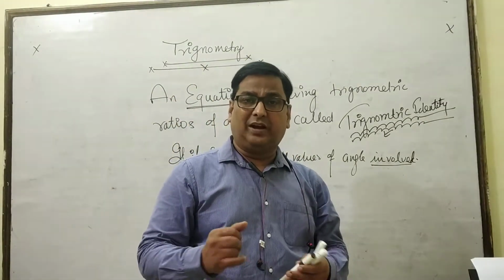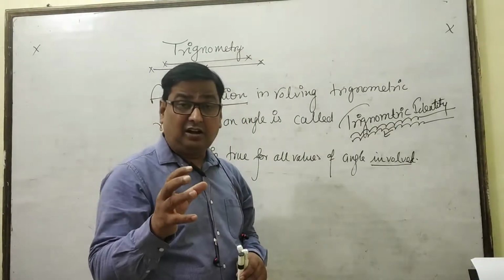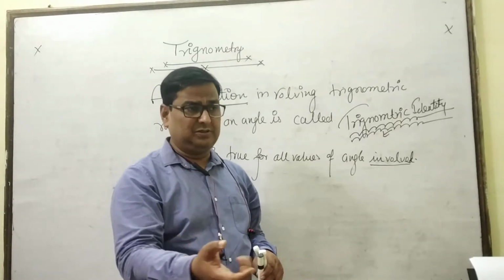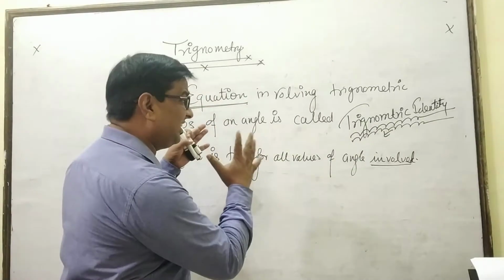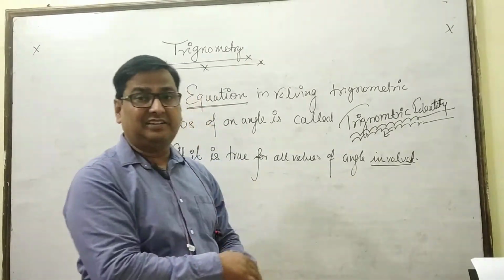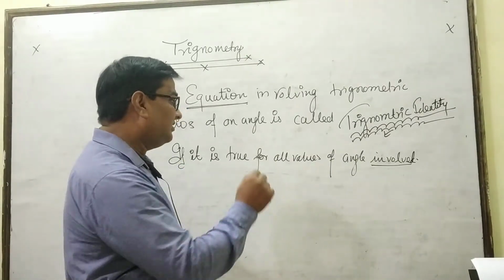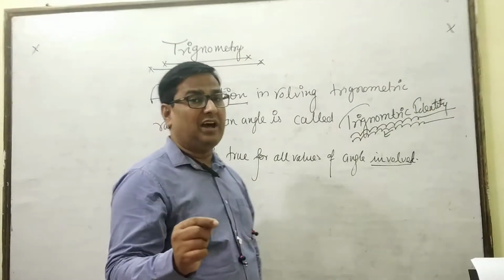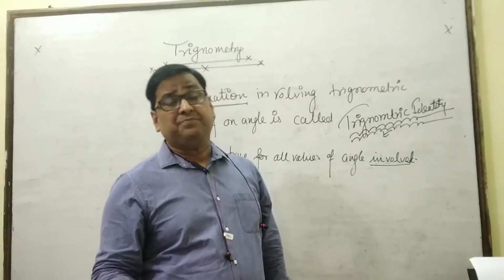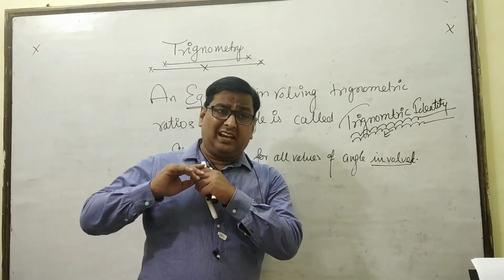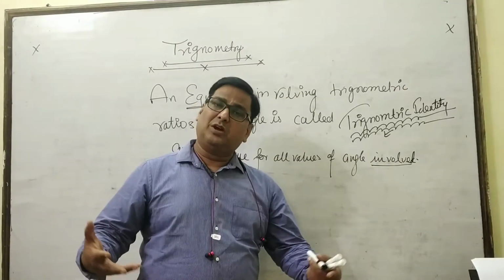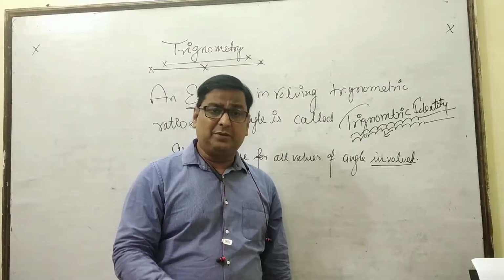Suppose we write x plus y is equal to 5, then it will not be true for all the values of x and y. It will be true for a specific value of x and y. But in the case of identity, either it is trigonometrical identity or algebraic identity, it is true for all the values. Suppose we write (a plus b) whole square is equal to a square plus b square plus 2ab. You know very well, it is a very famous identity. And if you write any value of a and b, it will be true that (a plus b) whole square equals a square plus b square plus 2ab for each and every value.